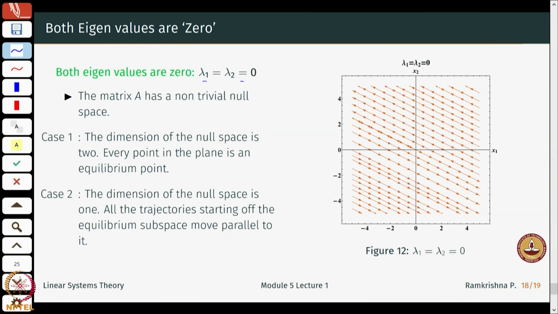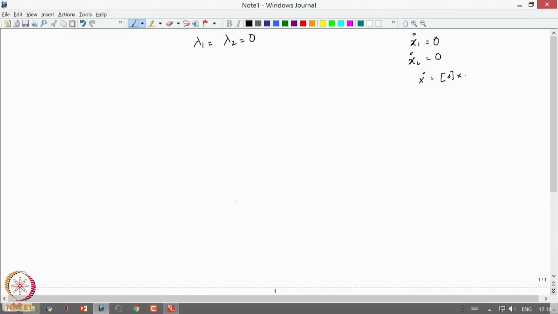This would correspond to the case when the null space is of dimension 2, and not only that, every point in the plane will correspond to an equilibrium point. Okay. So, this case is okay. It may not be too interesting for us to look at the phase plane, but what is interesting is the case when both eigenvalues are 0 and the dimension of the null space is 1. Okay. And how does that happen?